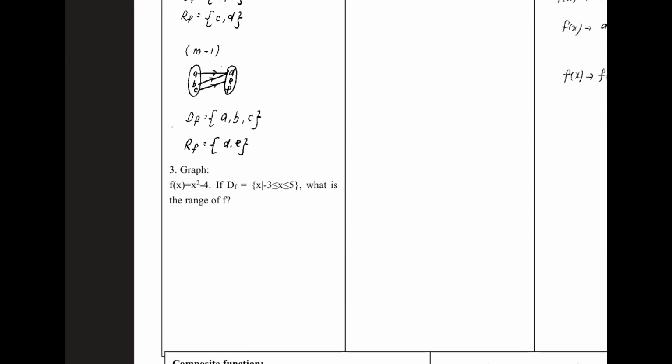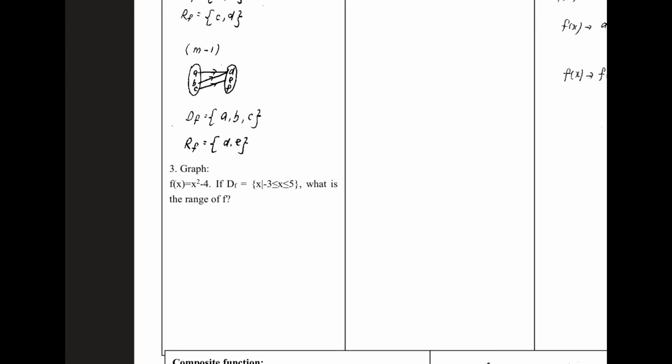Number 3, graph. We have f(x) equal to x squared minus 4. So as you can see here, if the domain of f is equal to a set from minus 3 to 5, what is the range of f? So one of the ways to find out the range of f, for me this is one of the best ways, is by sketching the graph.